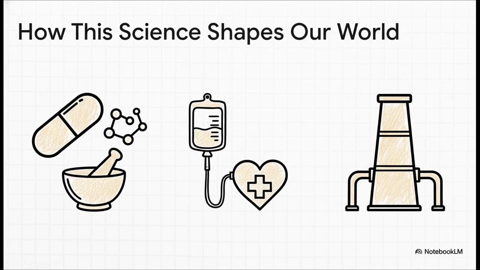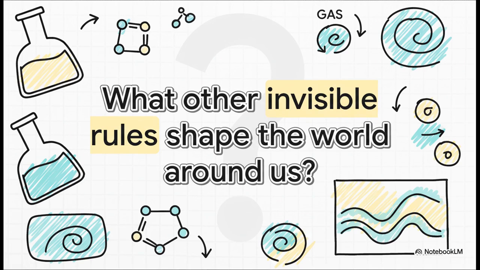From creating life-saving drugs to industrial processes like distillation, these rules are the invisible blueprint for so much of our modern world. When you think about it, the laws of solutions and phases are just a perfect example of these hidden scientific principles that are running everything behind the scenes, from the drink in your cup to the fuel in your car. It really makes you wonder, what other invisible rules are out there, quietly shaping our world, just waiting for us to discover them?